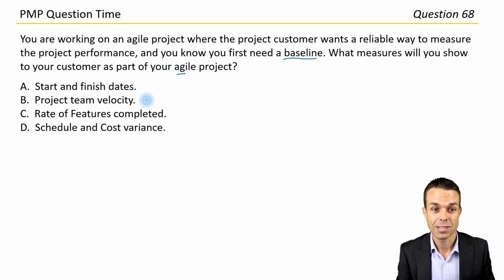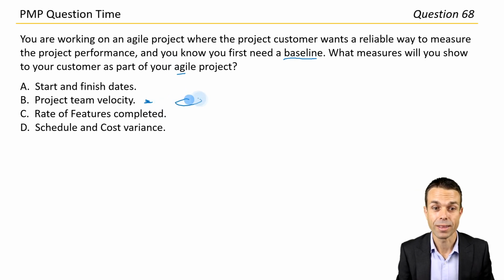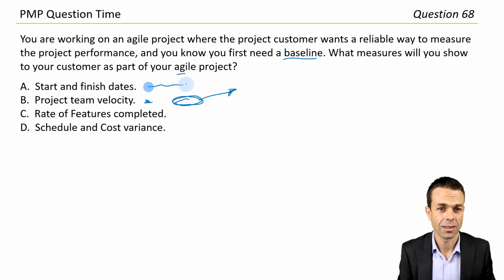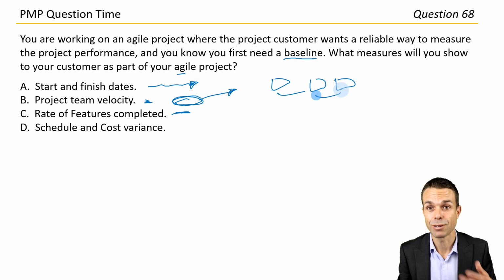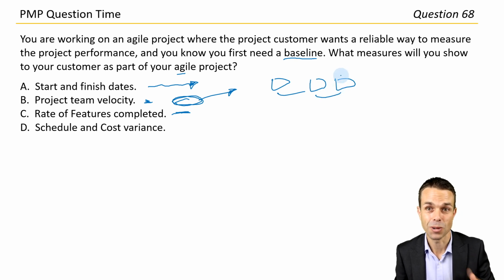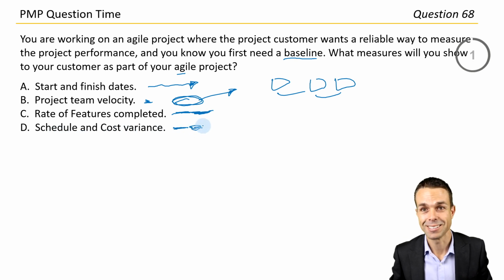Oh, this is tricky because team velocity, I see, is an Agile thing that we do for measuring, but we try and keep that within the team. We don't really show that to our customer because it's an internal team measure. Start and finish dates, maybe, but probably better to our customer, the rate of features completed. So here's our feature, here's our next feature, and here's what we're delivering. Here's the value that we're delivering to you as the customer. I think Agile-wise, we're going to go with answer C. Schedule and cost variance, more of an old waterfall way of working, and again, an internal team measure. Let's go with answer C.